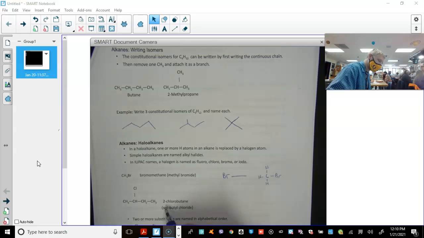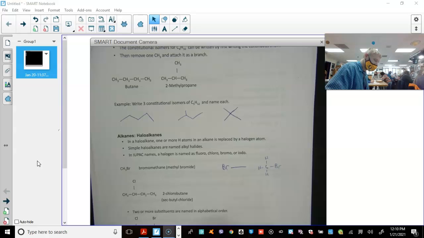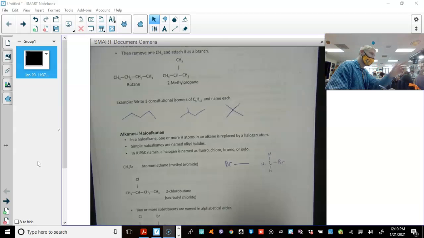All right, so here we got 2-chlorobutane. Looks like they wrote it out for us right here. 2-chloro, 1, 2, 3, 4, butane. Oh, but what if you got 2 or more substituents? They are named in alphabetical order. So we got chloro and bromo. I think B comes first, and we got 1, 2, 3. Let's count this. 1, 2, 3, 4, 5, 6.